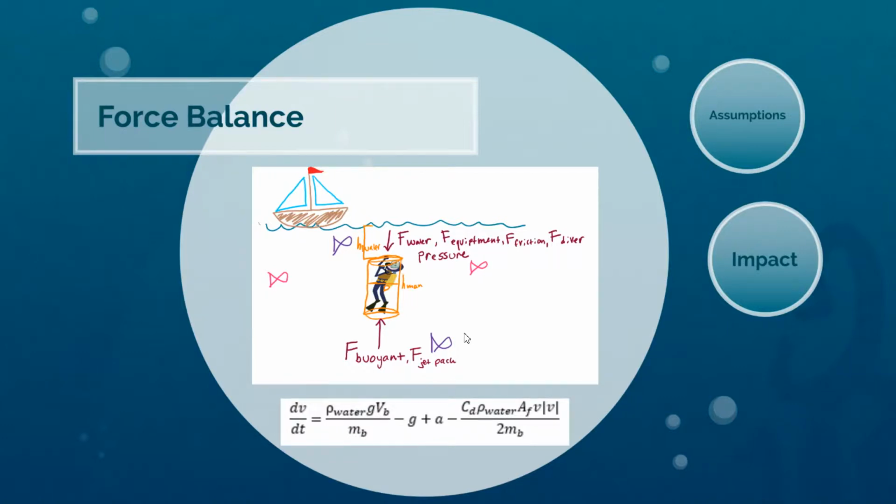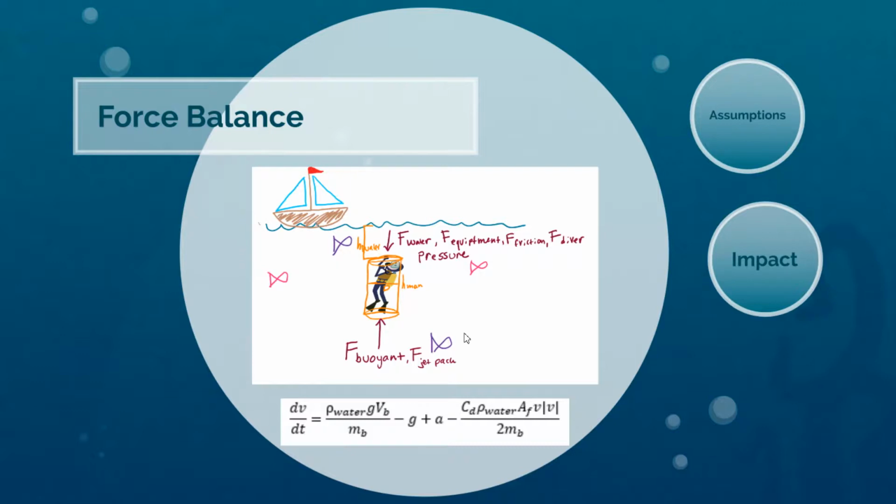So the math for this particular problem came from our force balance. If we have a diver underwater, he's experiencing all sorts of forces. He has the pressure of water on top of him, all the equipment he's carrying, friction or drag force, and then you have also buoyant forces and the jetpack trying to push the diver up towards the surface of the water. You can see in our equation, the first term is the buoyant force.